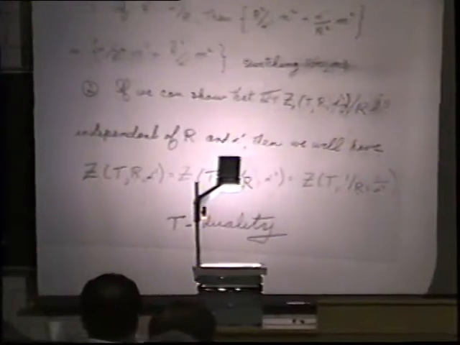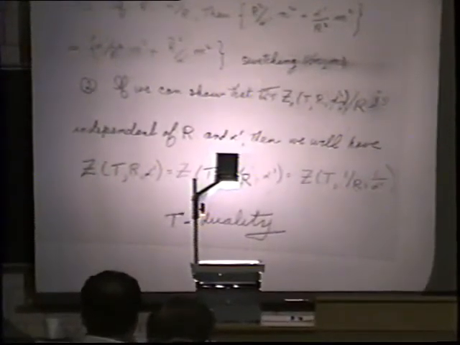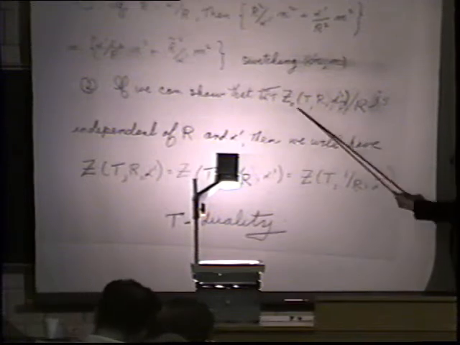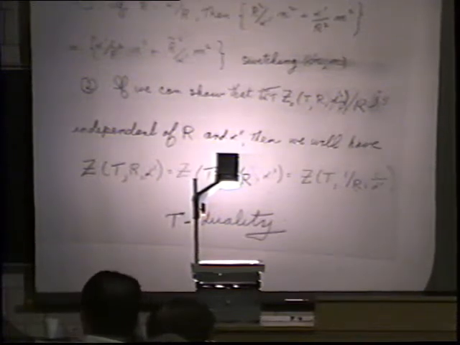That's what I meant about when you compactify. We've compactified on a circle only, that's all we got, that the volume switches to 1 over the volume. Okay, so all that remains is to show that this is independent of r and alpha prime.